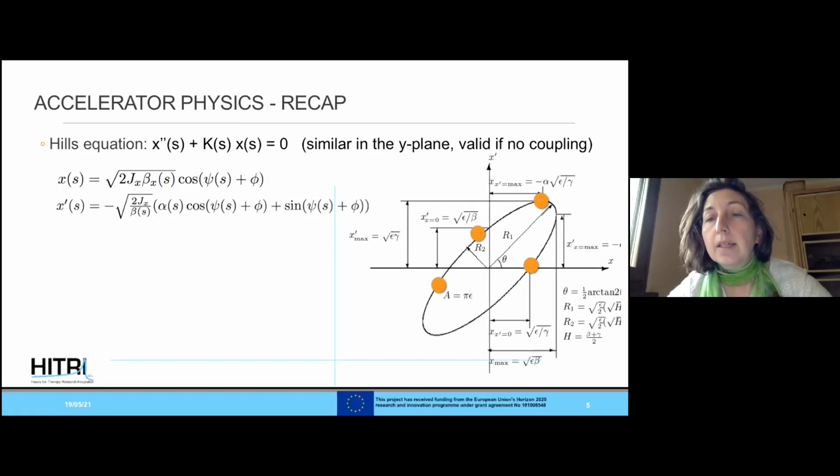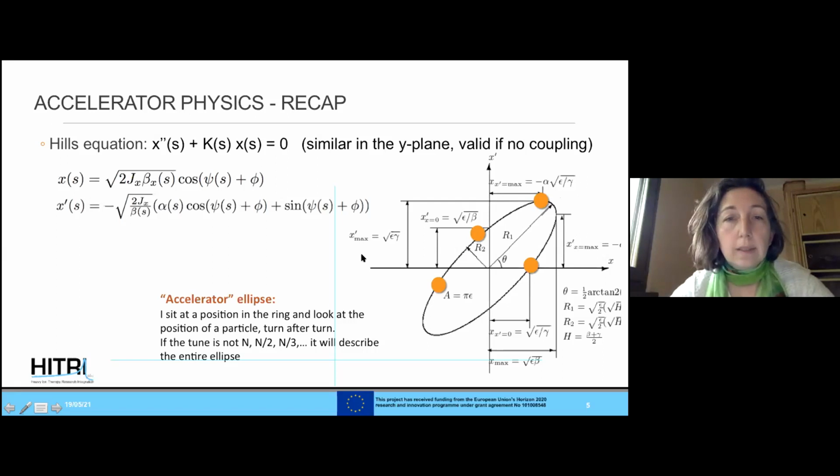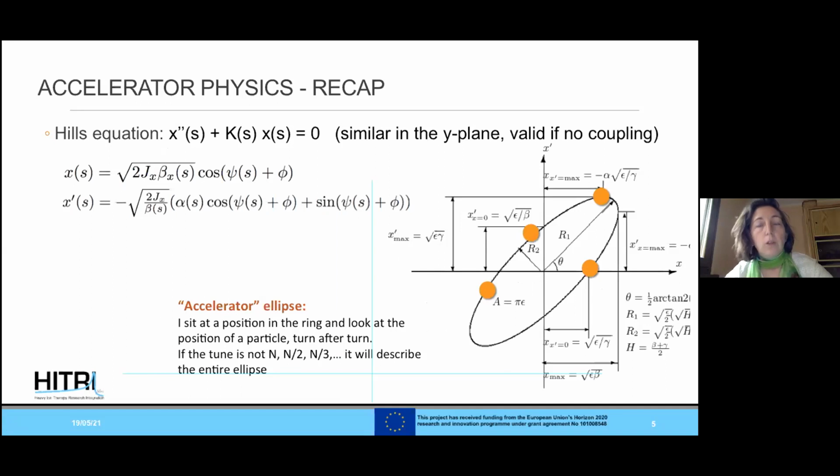Unless the tune is an integer. If it was an integer, after one turn, it would return at the initial position. But this is something that we don't want. We want it to rotate along the ellipse. Okay, we call it the accelerator ellipse. I stay in a position in a ring and I look at the particles, turn after turn. And this is what I see.